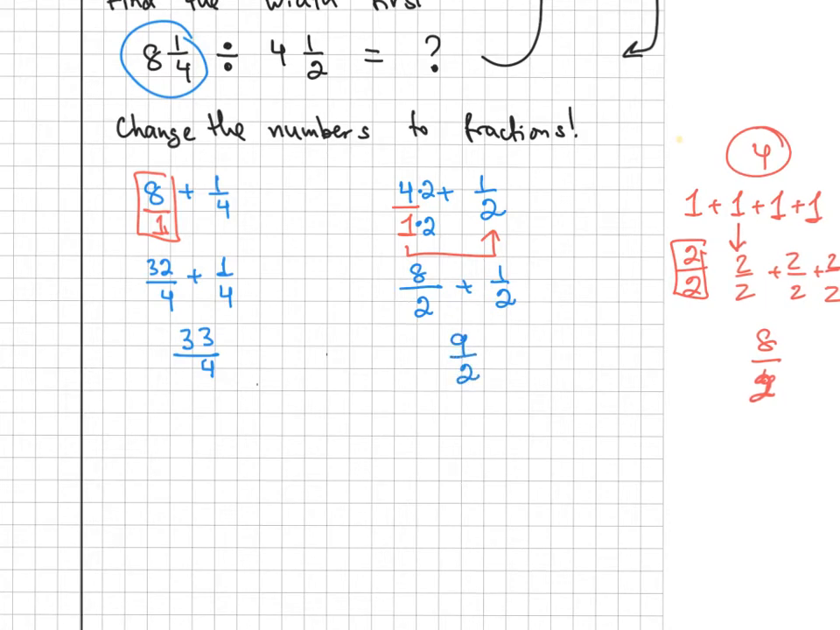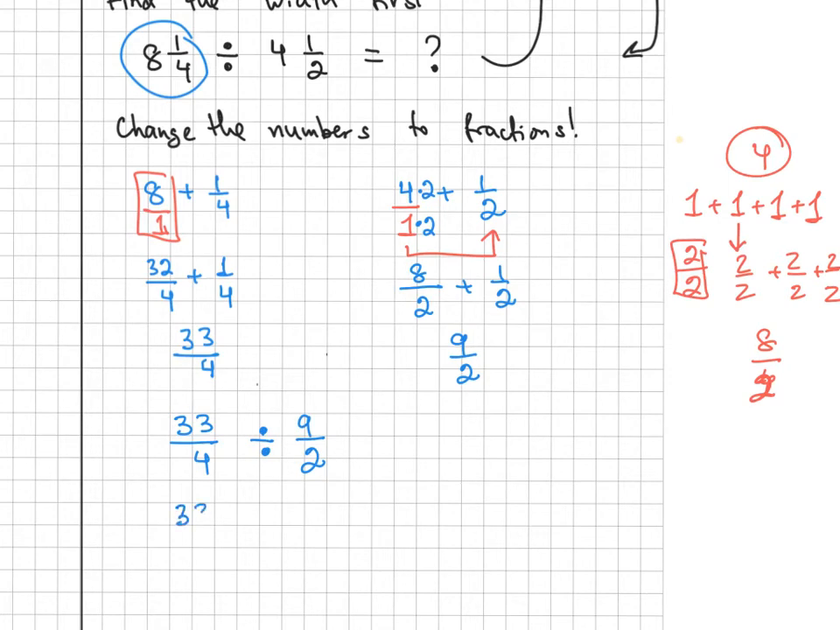Okay, now let's go back to our problem. Our problem was, the area divided by the given length will give us the width. So now, restarting, 33/4 divided by 9 halves. Now in chapter 6, we learned that division of a fraction by a fraction is the same as multiplying by the reciprocal, or changing the numerator with the denominator.